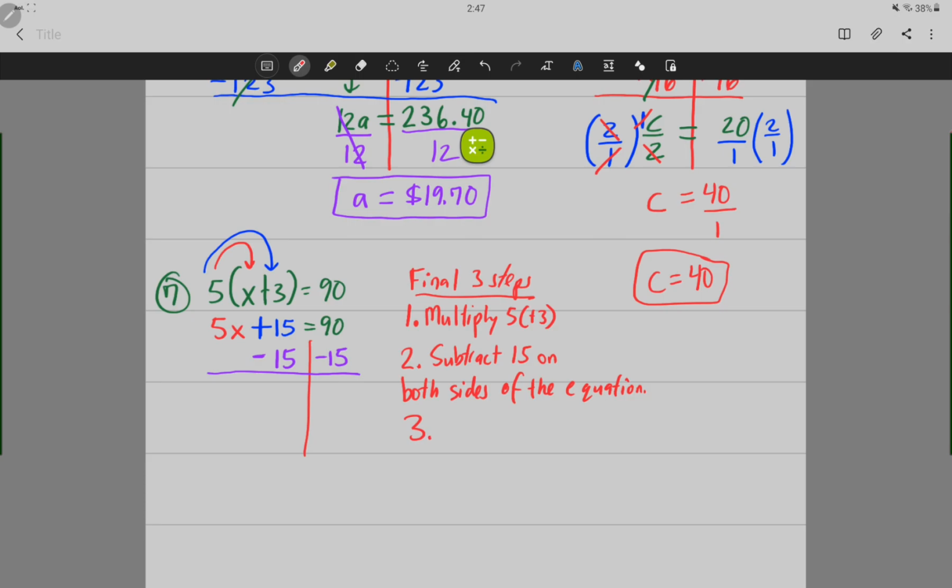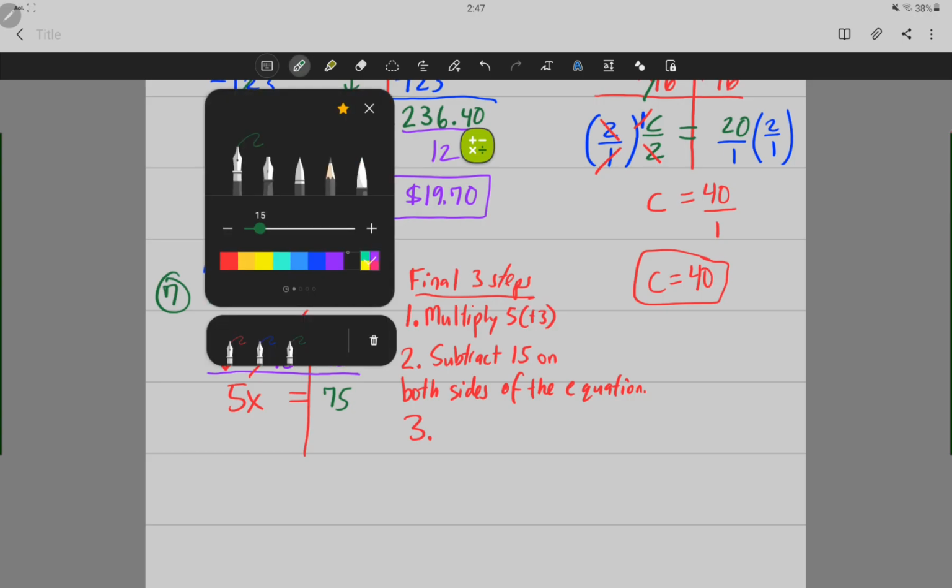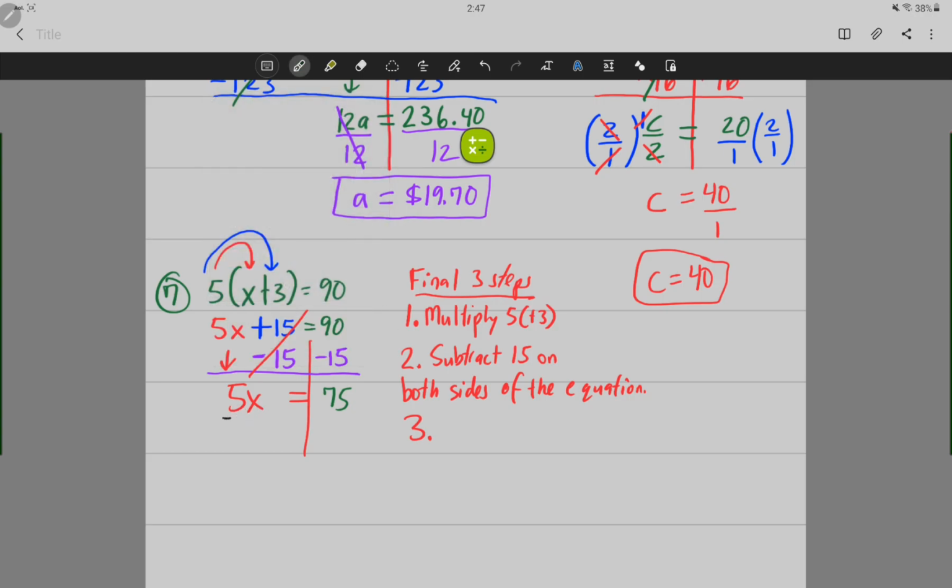Okay. And then we'll get to step 3, but before we do, let's just finish step 2. Bring down our 5x. 15 minus itself is 0, just cancel that. Bring down our equal sign. And now 90 minus 15 is going to give us 75. So now we're ready for step 3, the final step. So we're looking at multiplication, as it says 5x or 5 times x. So the inverse or opposite of multiplying is to divide. We divide by the coefficient. So that number in front of x is 5. Do that to both sides.